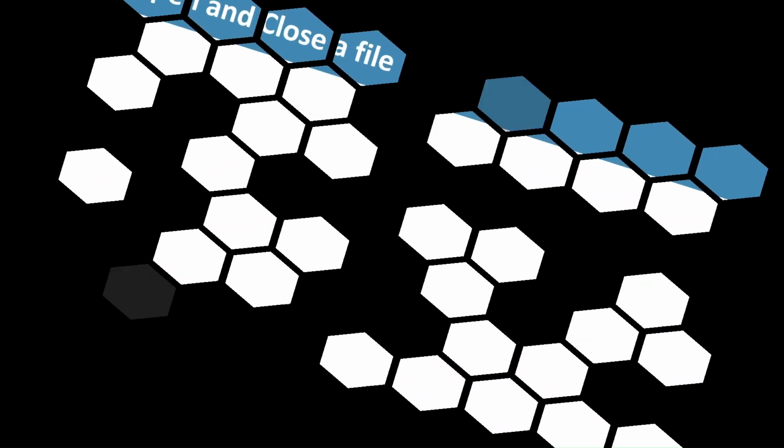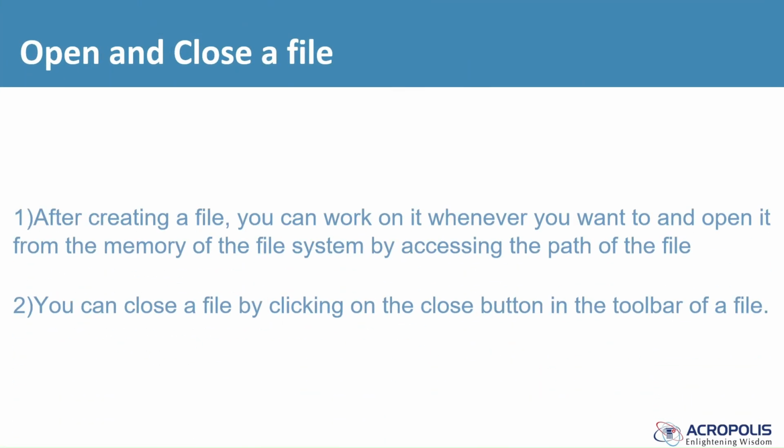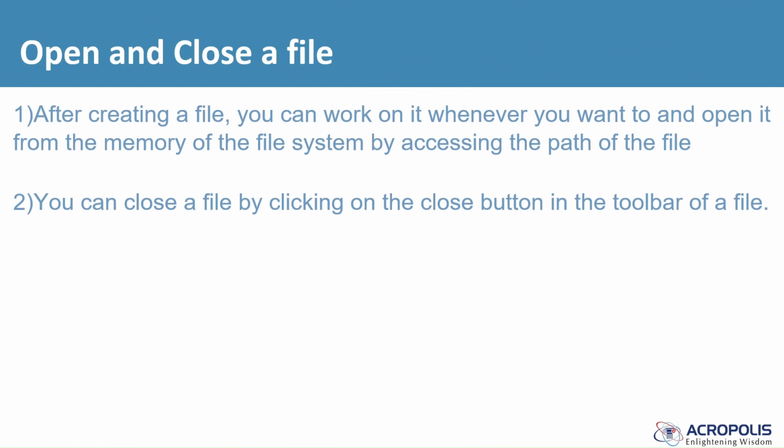Next subtopic, open and close a file. After creating a file, you can work on it whenever you want and open it from the memory of the file system by accessing the path of the file. Point number 2, you can close the file by clicking on the close button in the toolbar of the file.